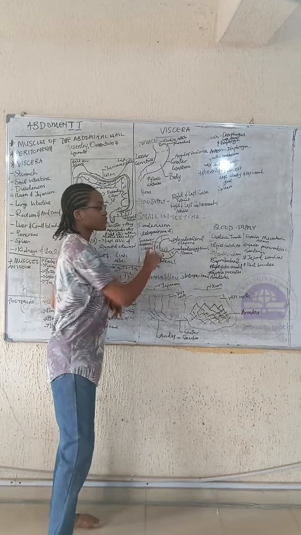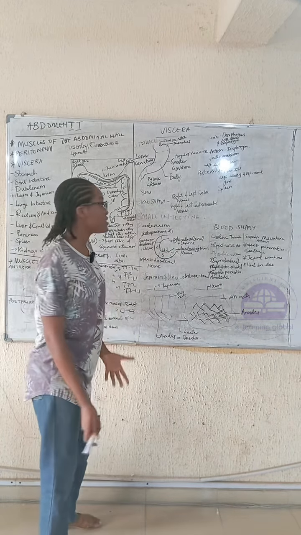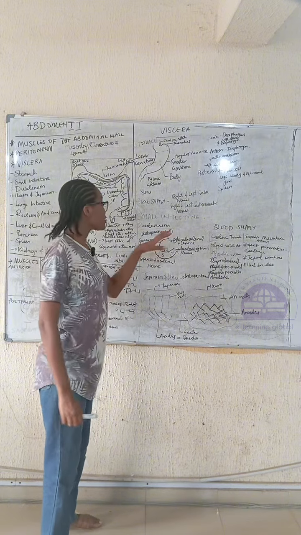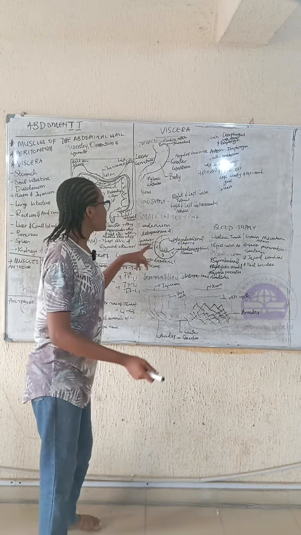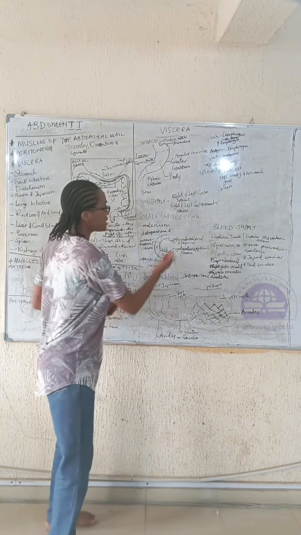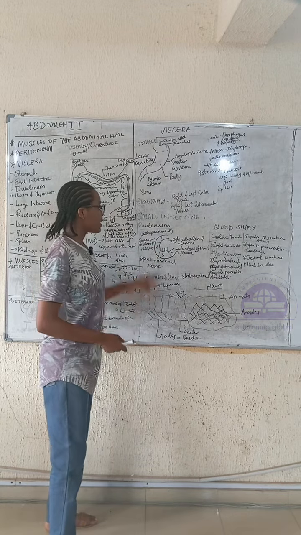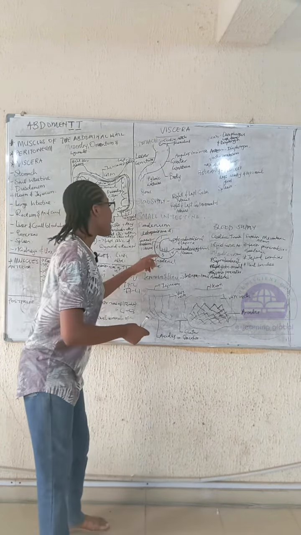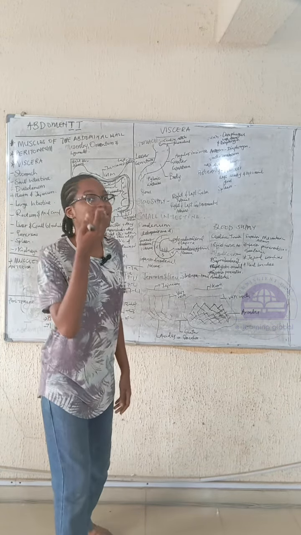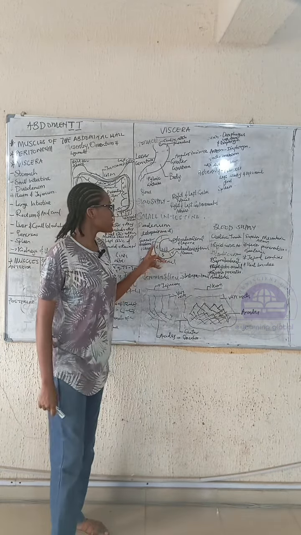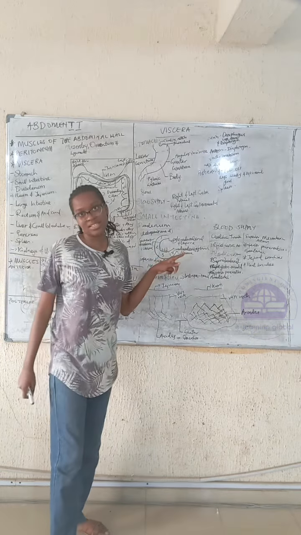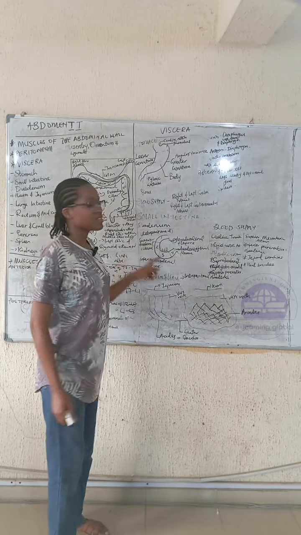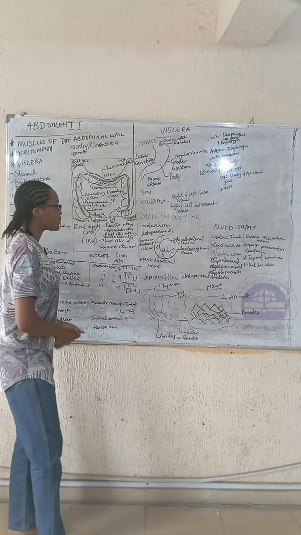This first part is called the superior part. This second part is called the descending part. As you can see, this is superior, this is descending. This third part is called the inferior or transverse part. And then this fourth part is called the ascending part. So we have superior, descending, inferior, ascending.